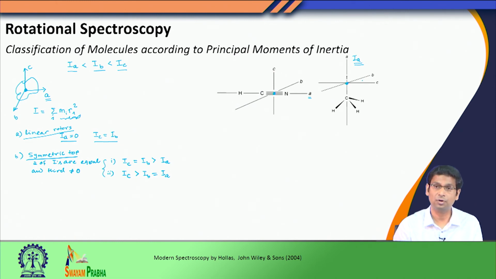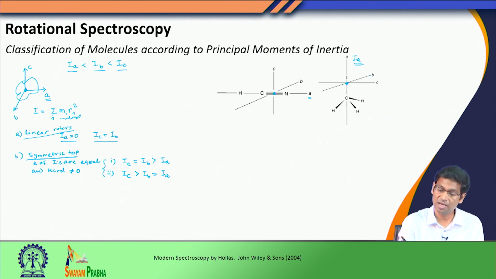Now, when you look at the B or C axis, when you are doing this end over end rotation around the B or C axis, you will see that all 5 atoms, the CH3 portion as well as iodine, are changing their position. So, therefore, there is a finite distance from the B axis and C axis. So, they will all contribute to the moments of inertia.